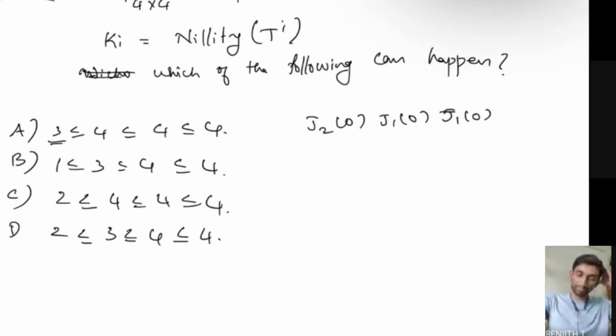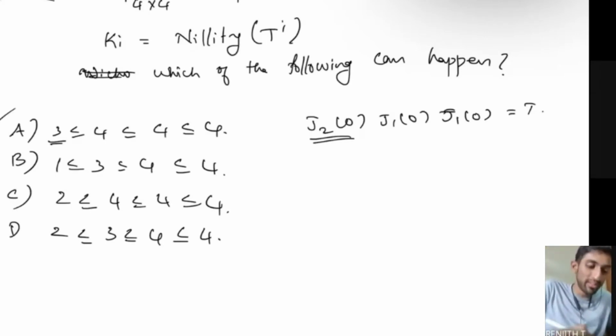Now the question is, what will be the square? J2 square will be 0 matrix, J1 square is 0 matrix, J1 square is 0 matrix. So if this is the matrix T, then T square is 0 matrix. So nullity of T square will be 0. So this part is possible.